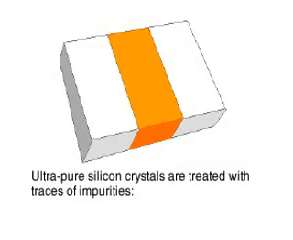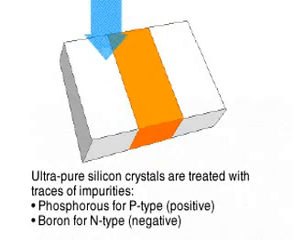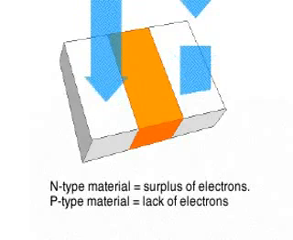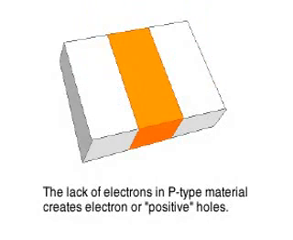The individual layers are formed by treating pure silicon with trace amounts of impurities. Adding phosphorus will create N-type material, boron P-type material. N-type material will have a surplus of electrons, whereas P-type material will have a lack. P-type material has a surplus of electron holes and is therefore positive.